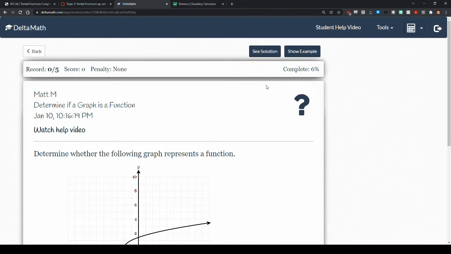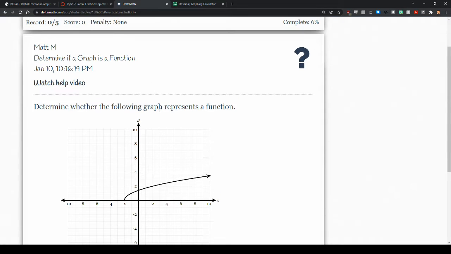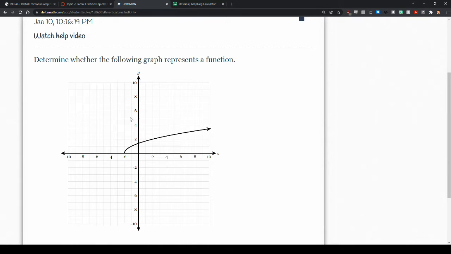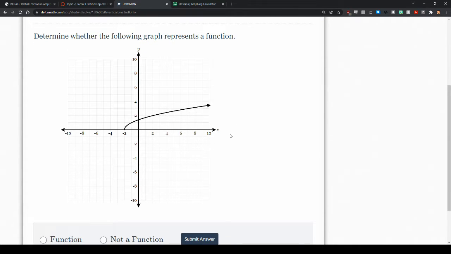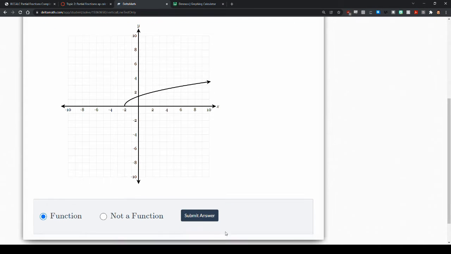Okay, next section. So here you want to determine if a graph is a function. And we're going to do that with the vertical line test. The vertical line test just says, if you can pass a vertical line over this graph and it never crosses in two places, then it must be a function. So this one is a function because it passes the vertical line test.